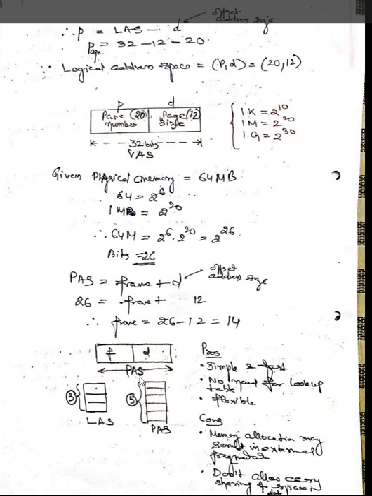External fragmentation means, let us say these are pages and frames. This address has to be allocated here. Sometimes this spacing may not be able to be occupied, so it has to be split into different spaces. That's why it is termed as an external fragmentation issue.